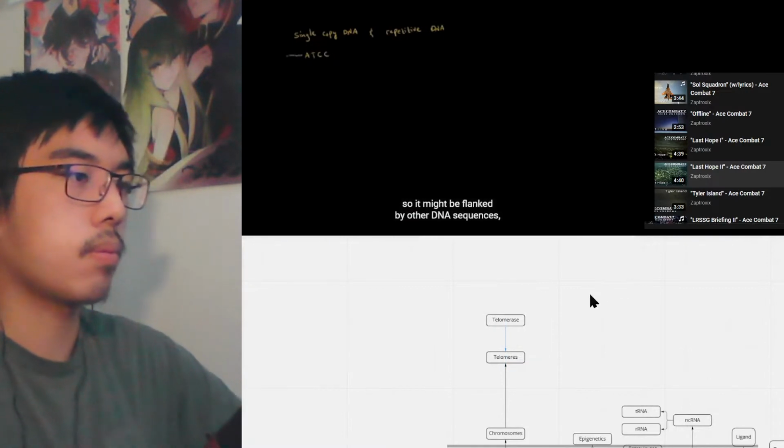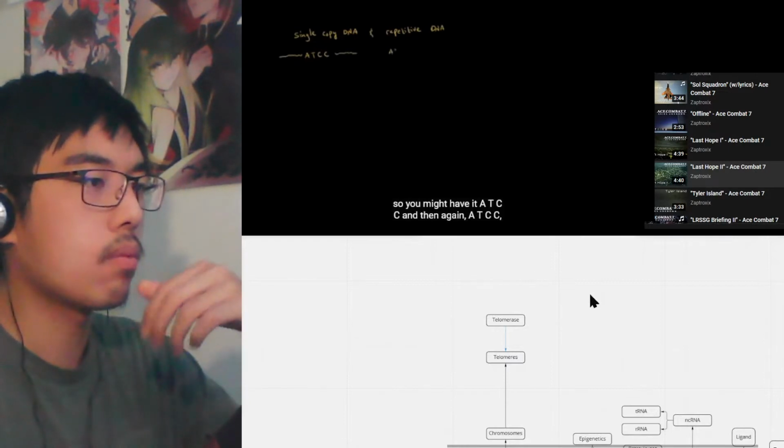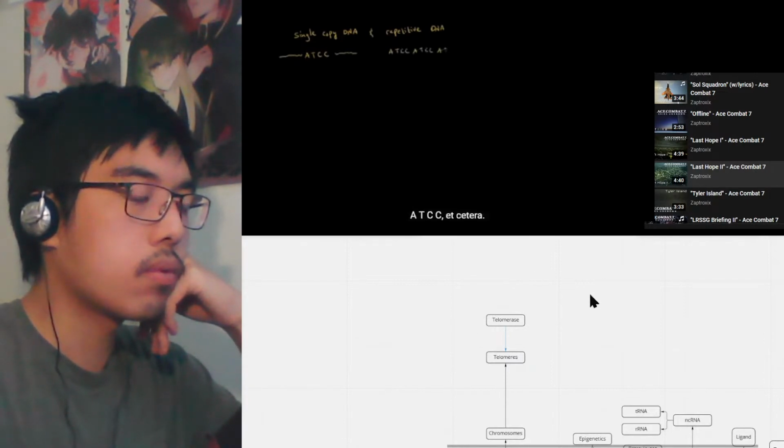Single copy DNA doesn't repeat itself, so it might be flanked by other DNA sequences, as opposed to repetitive DNA, which is when you have a DNA sequence that keeps repeating itself. So you might have an ATCC, and then again, ATCC, ATCC, etc. So what's the difference between single copy DNA and repetitive DNA?